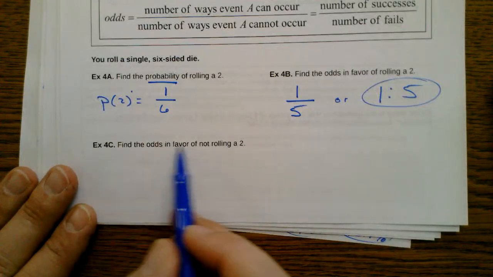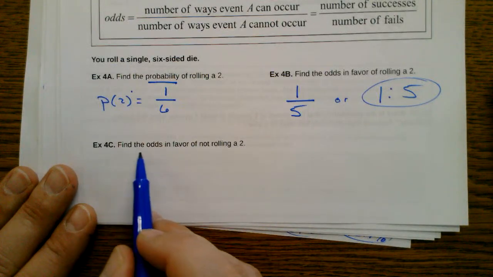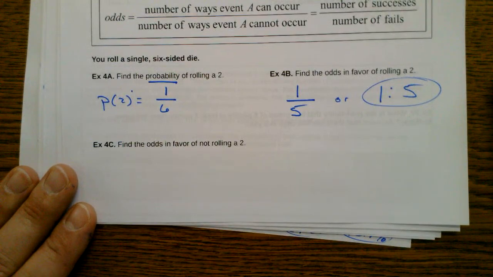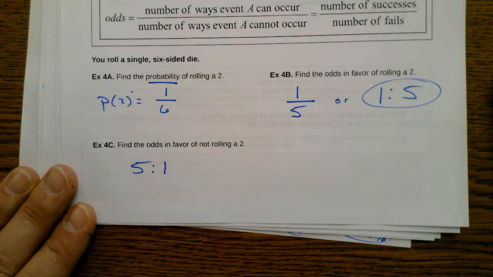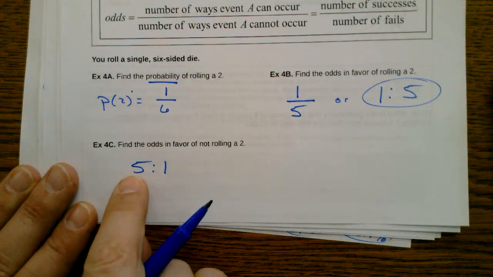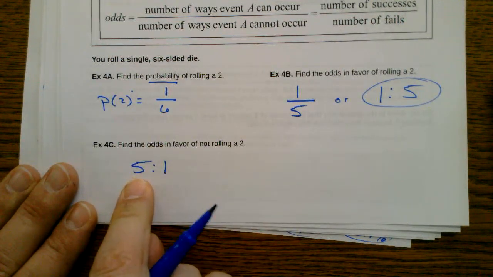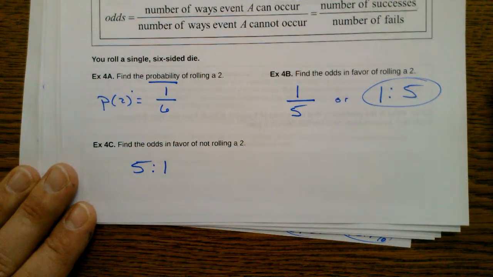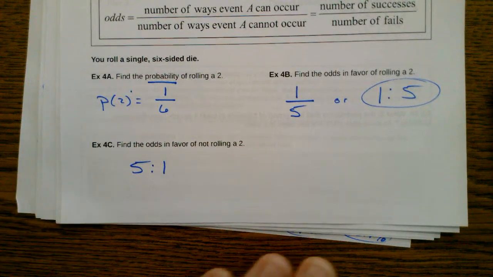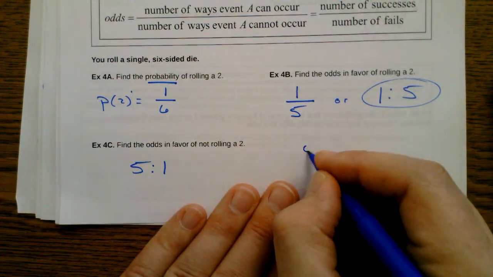Well, vice versa, what's the odds in favor of not rolling a 2? Well, there's 5 possibilities of not rolling a 2 versus only 1 possibility of rolling a 2. So the successes of not rolling a 2 would be 5 versus being unsuccessful in rolling a 2. Okay.